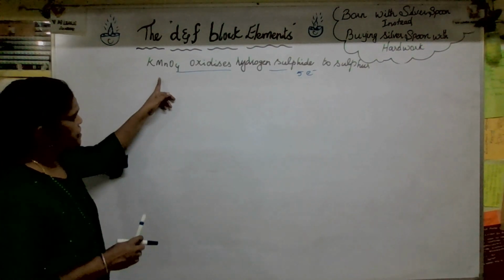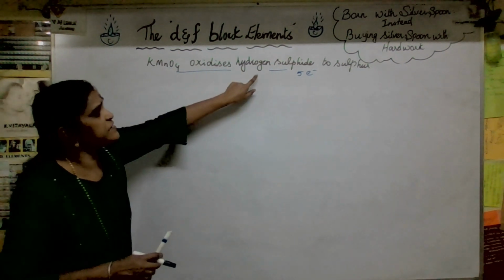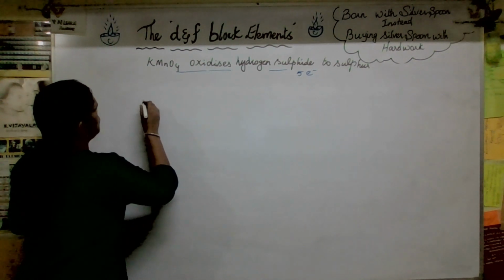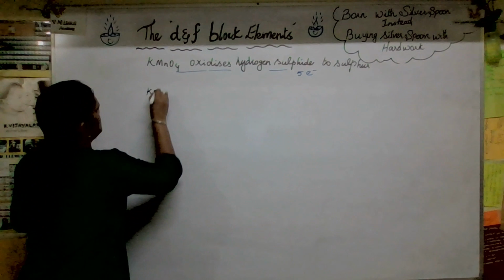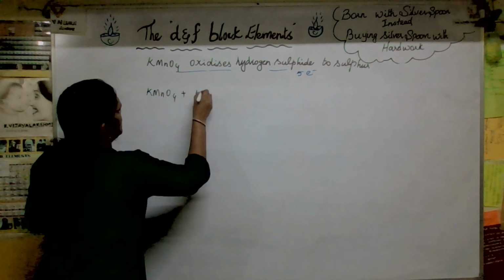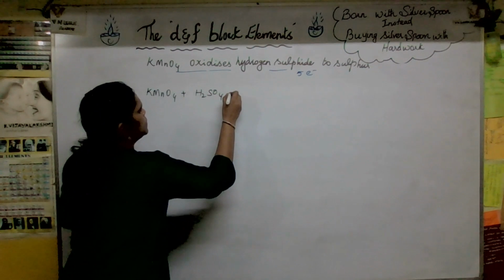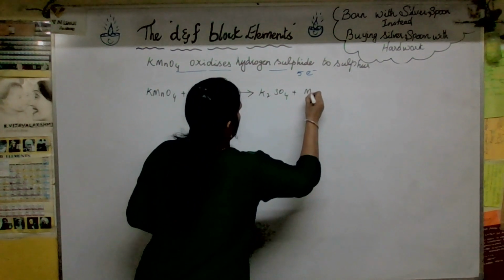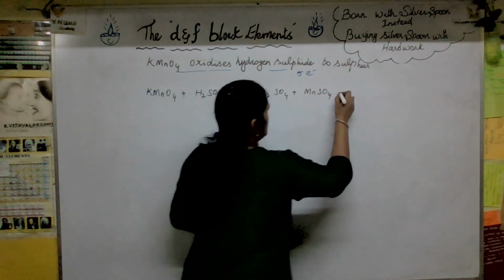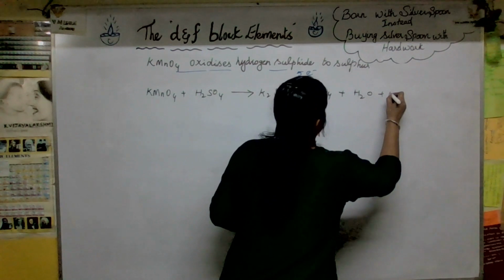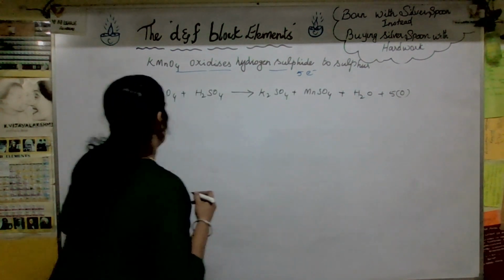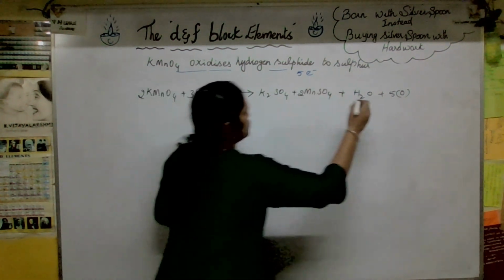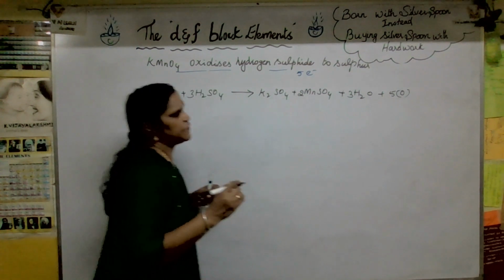Now let us see this equation. KMnO4 oxidizes hydrogen sulfide to sulfur in acidic medium. Okay, come on, let us solve this equation. KMnO4 plus H2SO4 gives K2SO4 plus MnSO4 plus H2O plus 5 O oxygen. Right? Okay, now here 2 KMnO4, 3 H2O. Here 2 MnSO4 plus 3 H2O, yes, 5 O.